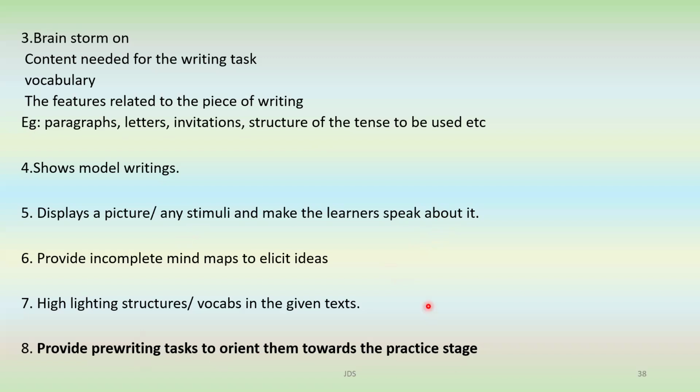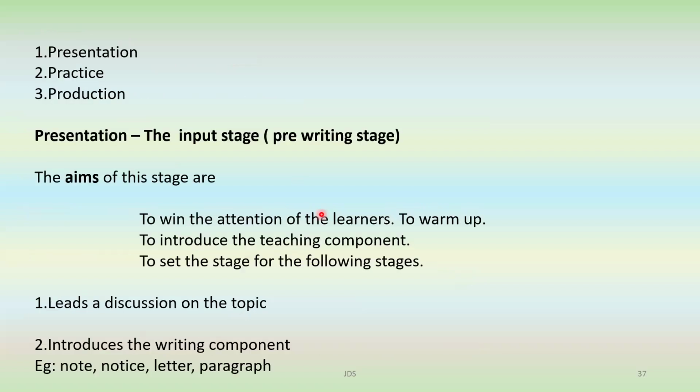Provide pre-writing tasks to orient them towards the practice stage. Any kind of simple task, controlled writing, or any other possible pre-writing task can be given. If the learners are really weak, you can do some pre-writing tasks with them so that they will be able to identify the vocabulary or the structure of what they will be taught. So all these are some possible ways of starting out a writing lesson.